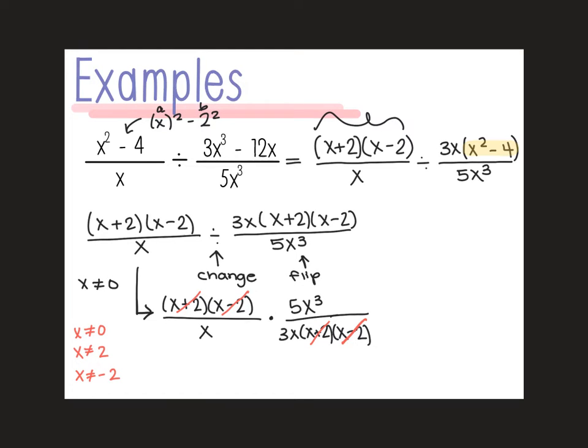And if I think about this x to the third, that really means I have x times x times x. And so I can cancel out these two x's with this x to the third, and I would have one x remaining. When I rewrite, I have 5x left, all over 3.